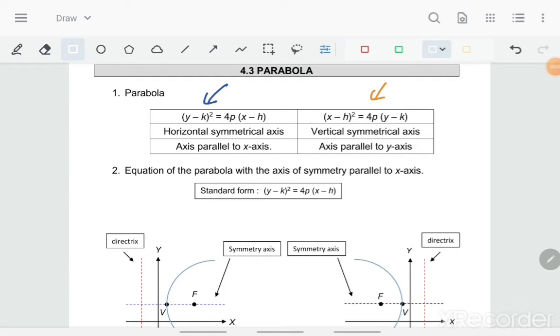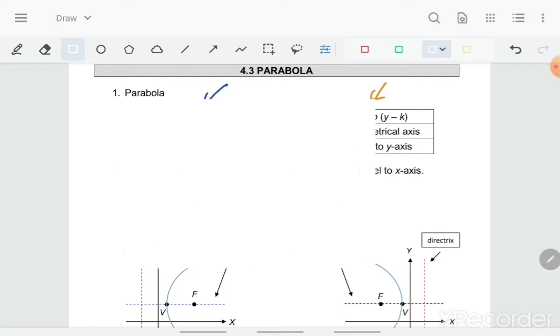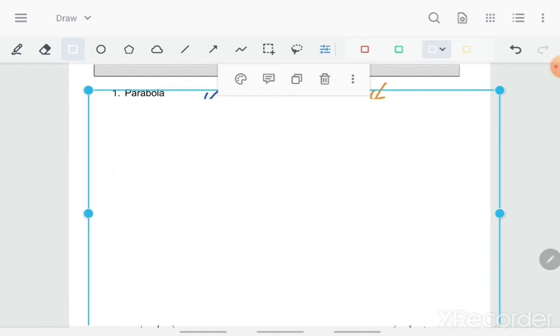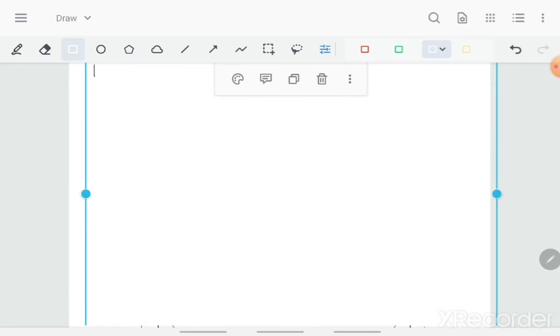Some students are still confused about how to use the blue color or the orange color. It's very simple. Let me explain this formula, so let's move on to the explanation.